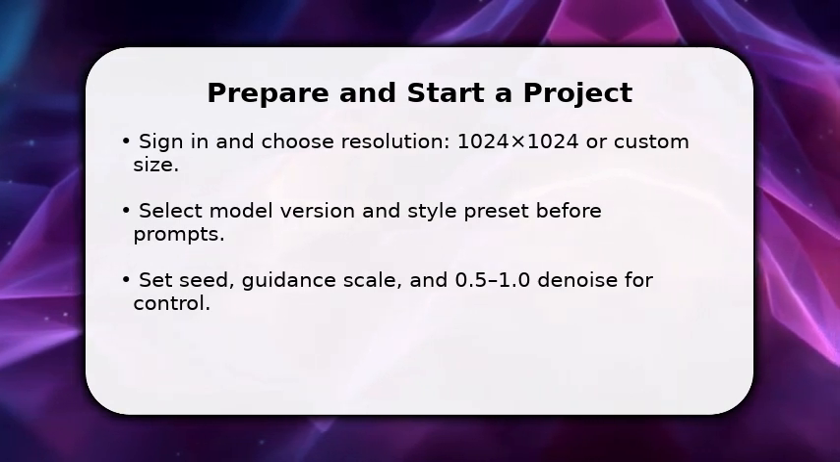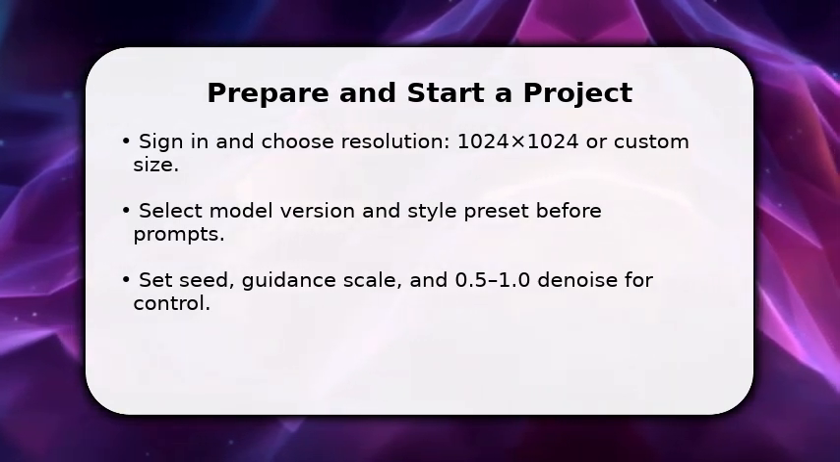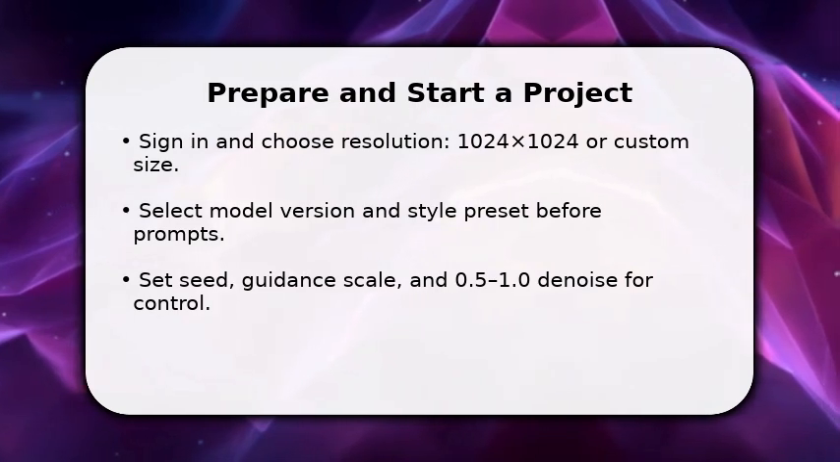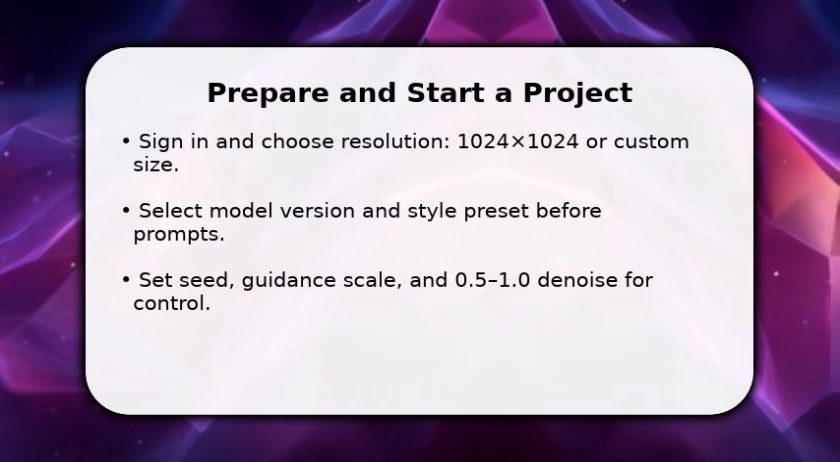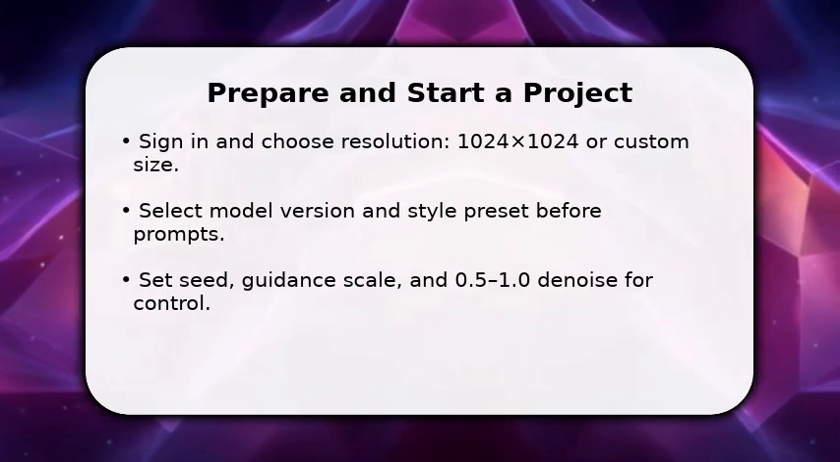While entering your initial prompt, describe subject, mood, and composition concisely. This is how you steer the generator, and why early parameter choices save time on later iterations.